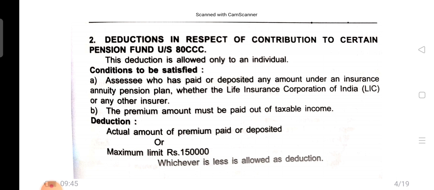The condition to be satisfied for the deduction in respect of contribution to certain pension funds is that the assessee has paid or deposited any amount under an LIC annuity pension plan, whether of the Life Insurance Corporation of India or any other insurer. The premium paid must be paid out of taxable income, right? So to get this deduction under section 80CCC, he should have invested in an annuity pension plan. The rule for deduction is the actual amount of premium paid or deposited, or the maximum limit of rupees 1,50,000, whichever is less, is allowed as deduction.